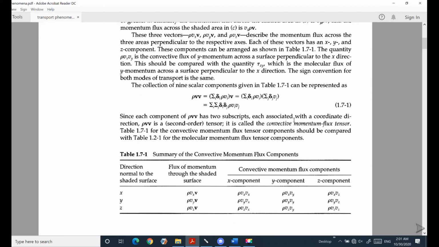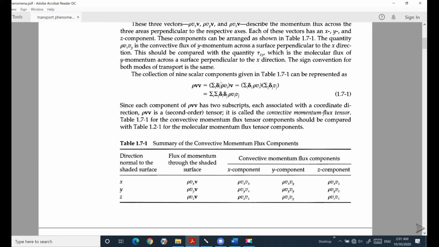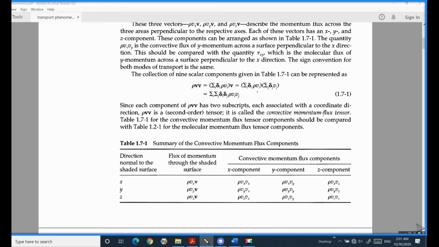Actually, the convective transport in here can finally be shown by that. This has the 9 components. In the x direction, you see it's that one, and this has 3 components. And in the y direction, that one is 3 components, and in z, as you see, 3 components, and it's totally 9 components. It's called a second order tensor. That one is called the convective momentum flux tensor from the definition.